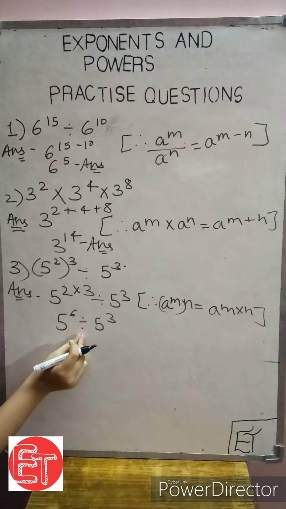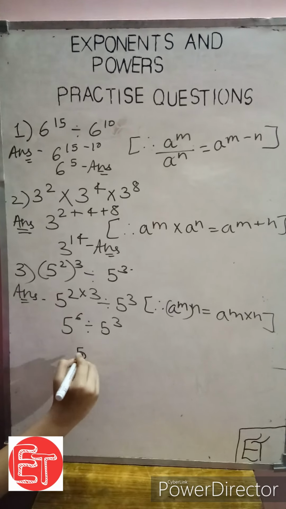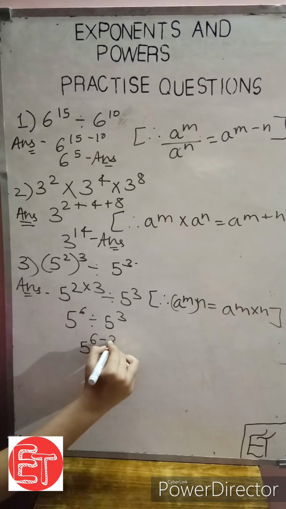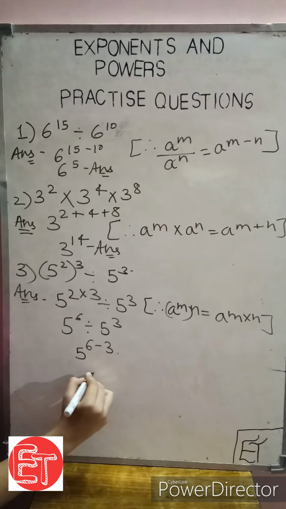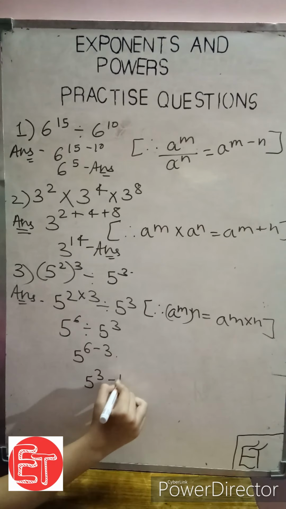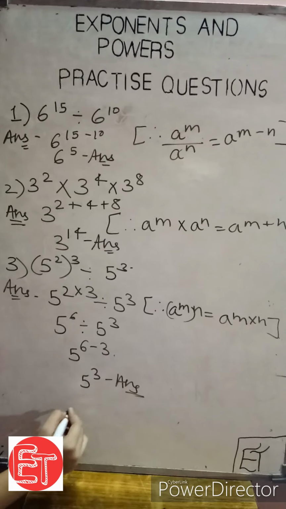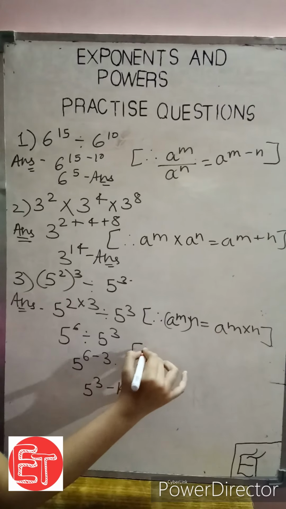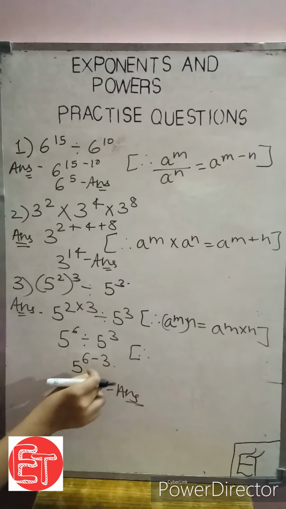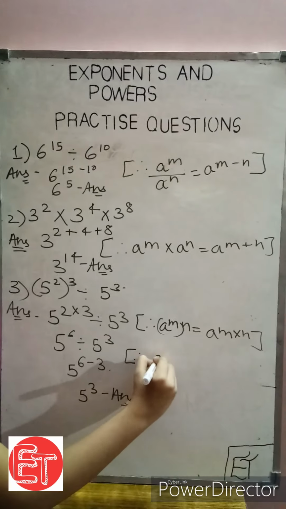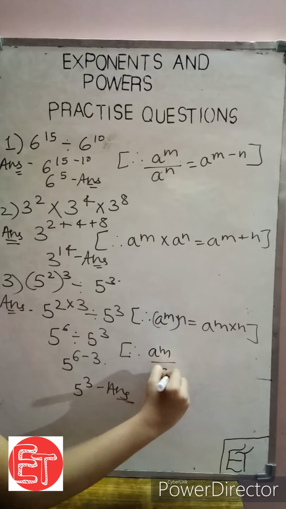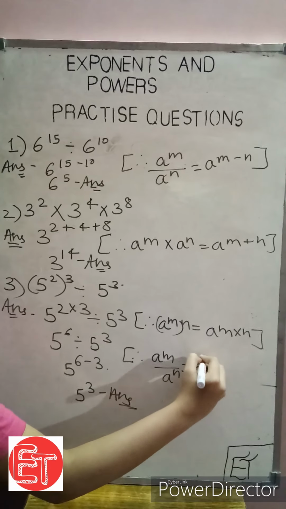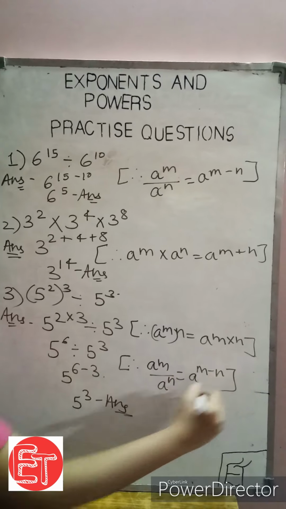Now they are in divide form. So what will you do? 5 raised to the power 6 minus 3. So 5 raised to the power 3 is your answer. Okay. You need to write the law also. Why did I subtract? Because of the law that says a raised to the power m upon a raised to the power n will give the result a raised to the power m minus n.